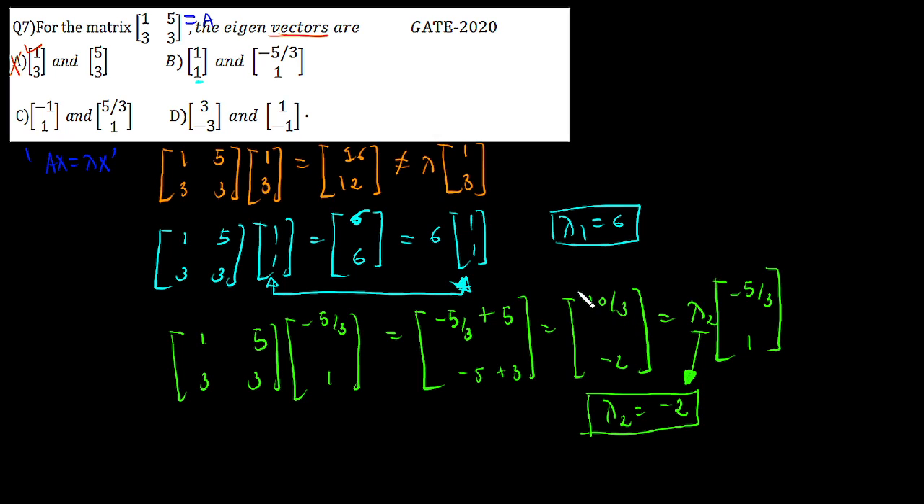So we can say this vector is also satisfying this condition Ax equal to lambda x. So you can say option B contains the correct set of eigenvectors which correspond to this matrix A.